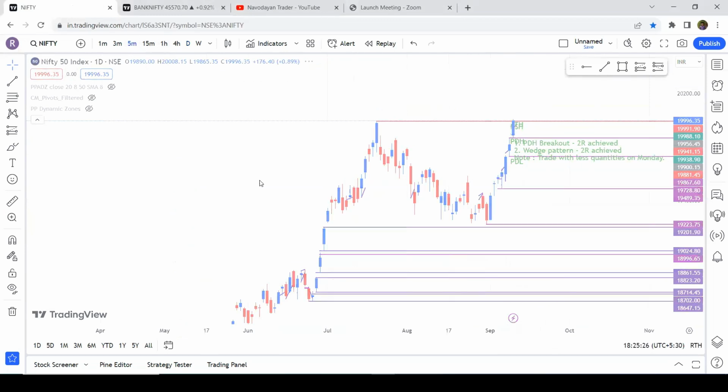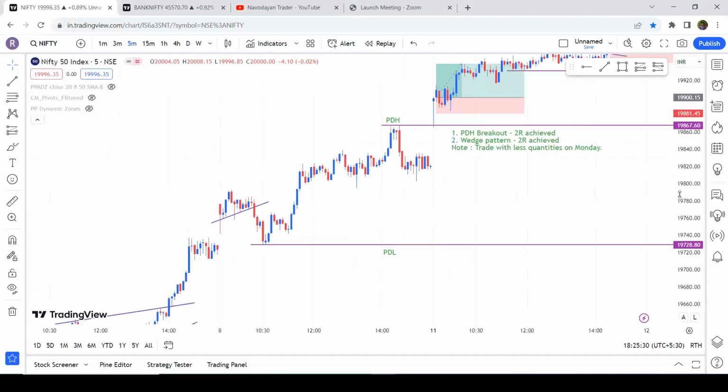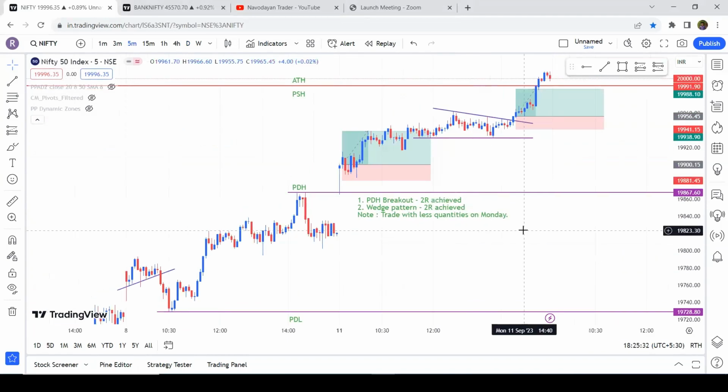And step two is marking the previous day high and previous day low. These analyses have already been shared on the Instagram page and along with the Telegram page as well. You can check out the same and you will get all the previous day charts for at least the last 1.5 to 2 months.